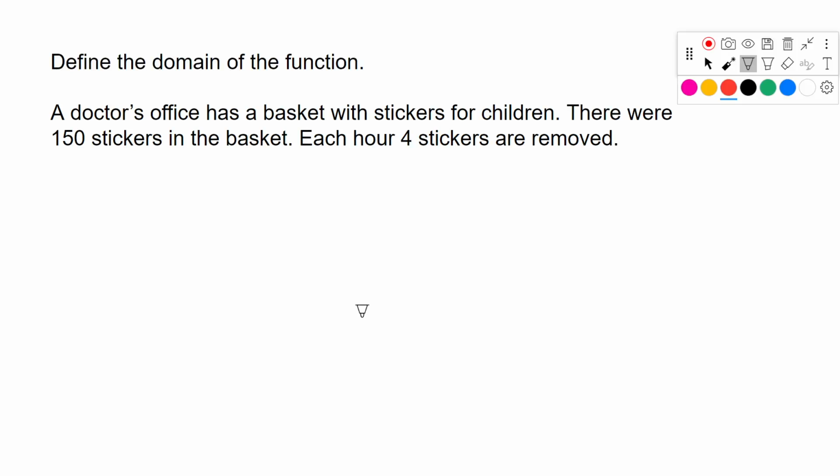Here we have a doctor's office that has a basket with stickers for children. There were 150 stickers in the basket. Each hour, 4 stickers are removed. Again, because the stickers are not being pulled off of a roll continuously, this is going to be a discrete situation.